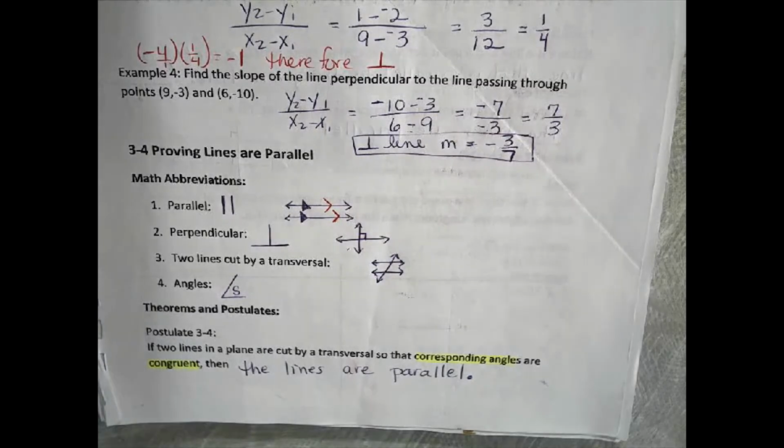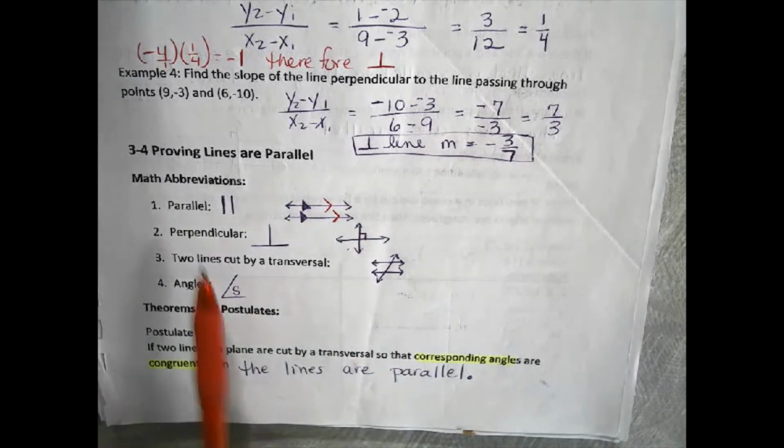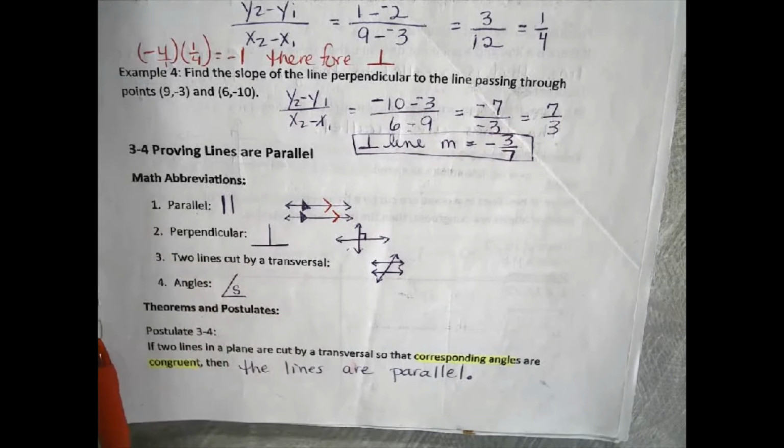This next section deals with proving that lines are parallel. We've already learned about some of the properties of parallel lines, and we're now interested in using those properties, such as postulates and theorems, to prove that lines are actually parallel. As a quick review, I want you to take note of some of the different symbols that are used to represent parallel and perpendicular, as well as two lines cut by a transversal.